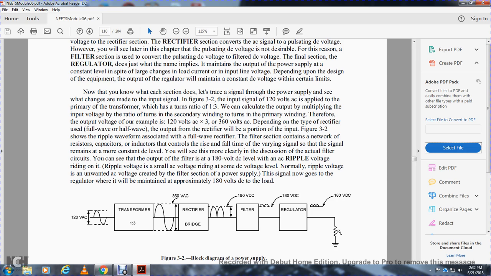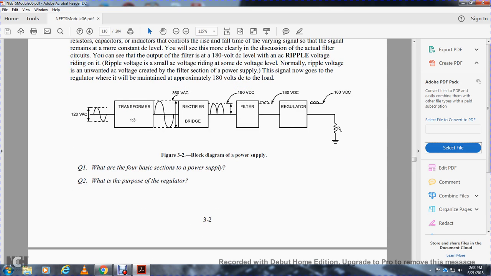The filter section contains a network of resistors, capacitors, and inductors that controls the rise and fall time of the varying signal so that the signal remains at a more constant DC level. You will see this more clearly when we discuss the actual filter circuits. So you can see the output of the filter is at a 180 volt DC level with an AC ripple voltage riding on it. The ripple voltage is a small AC voltage riding on the DC voltage level, and only the ripple voltage varies, while the output is maintained at approximately 180 volts DC at the load.